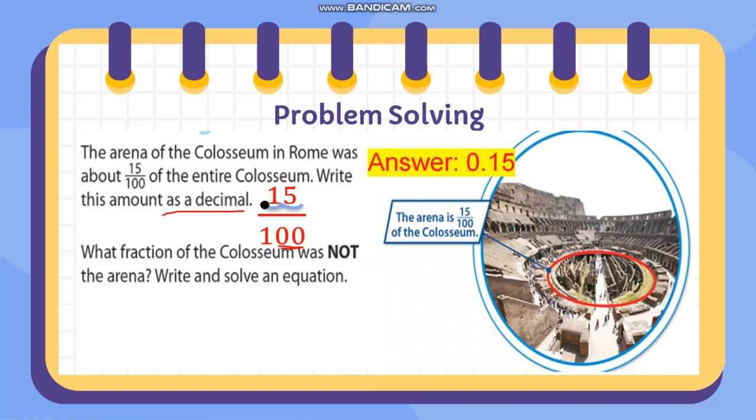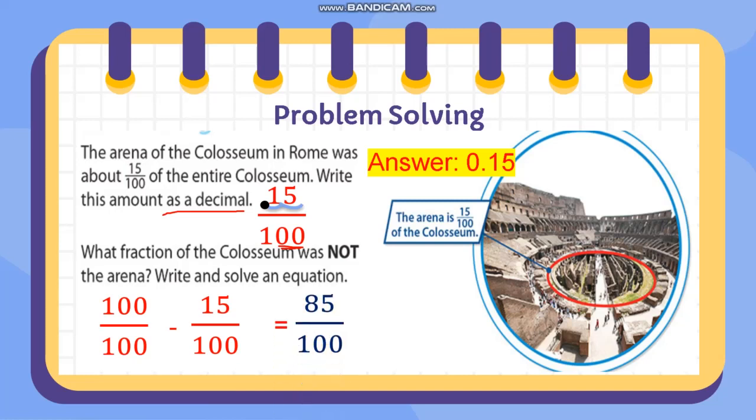What fraction of the Colosseum was not the arena? Our basis is the whole Colosseum, which is equivalent to 100 hundredths over 100, or 1. Then we subtract the given number, which is 15/100, the arena. So 100 minus 15 is equivalent to 85, and the denominator is 100. That's why the answer is 85 hundredths.